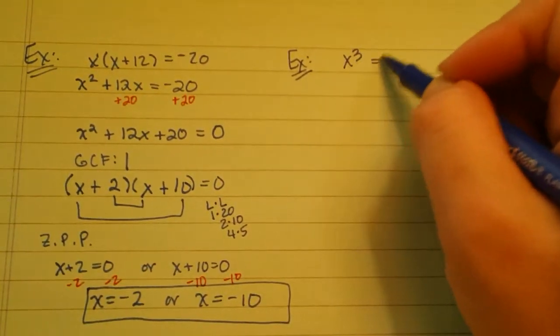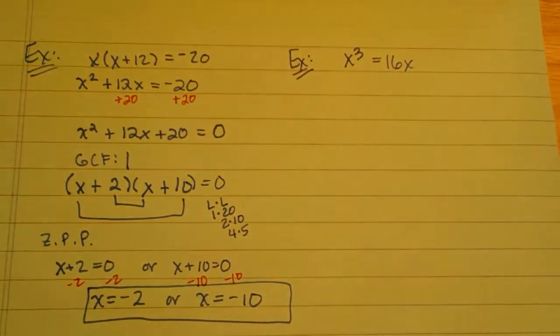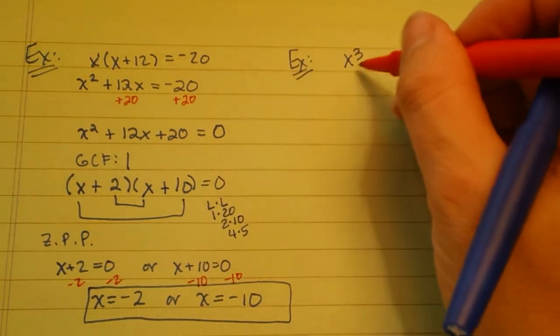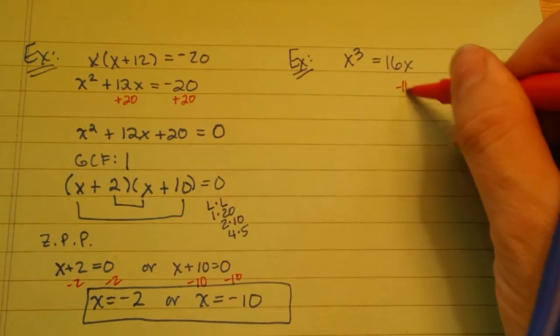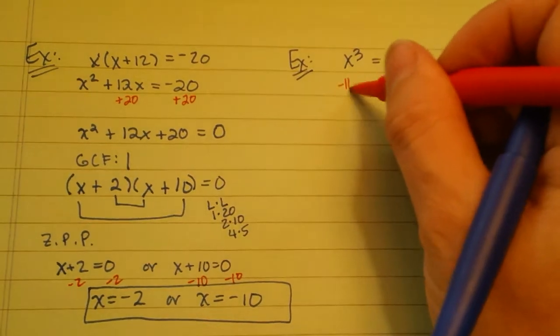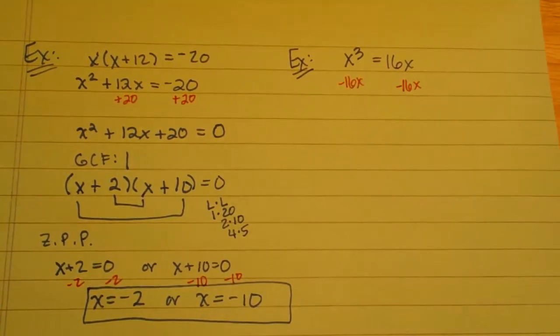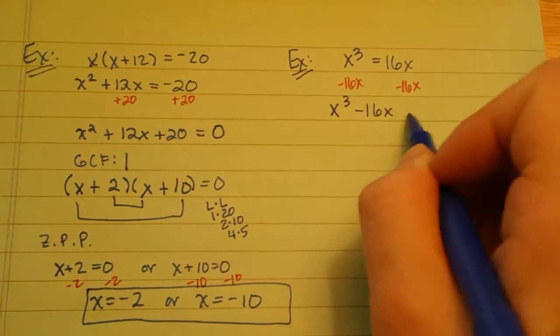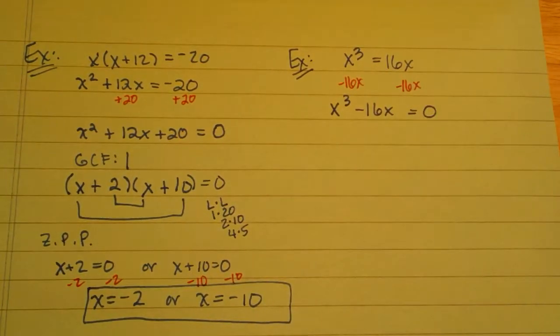X cubed equals 16x. And we'll want to start that the same way. We need to get that equation equal to 0. Since I like to start out with a leading term that is positive, I will subtract the 16x from both sides so that both of my terms end up on the left side. I have x cubed minus 16x equals 0. And then I'm going to factor.